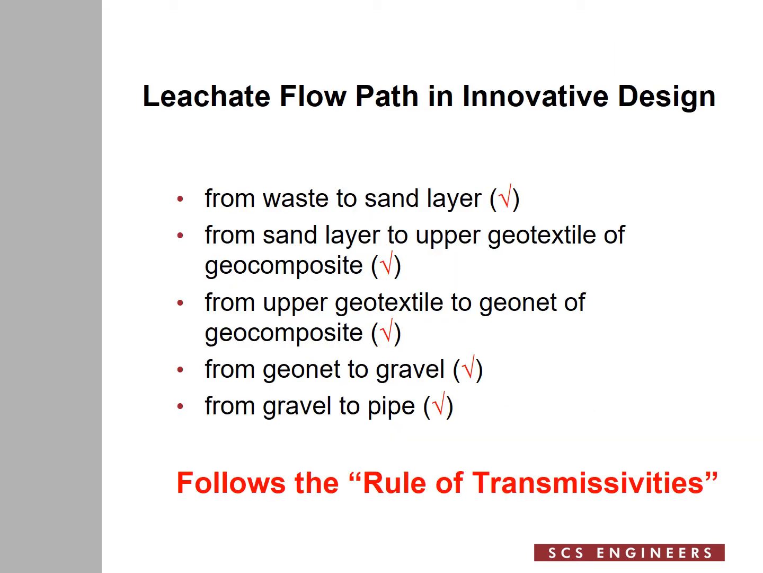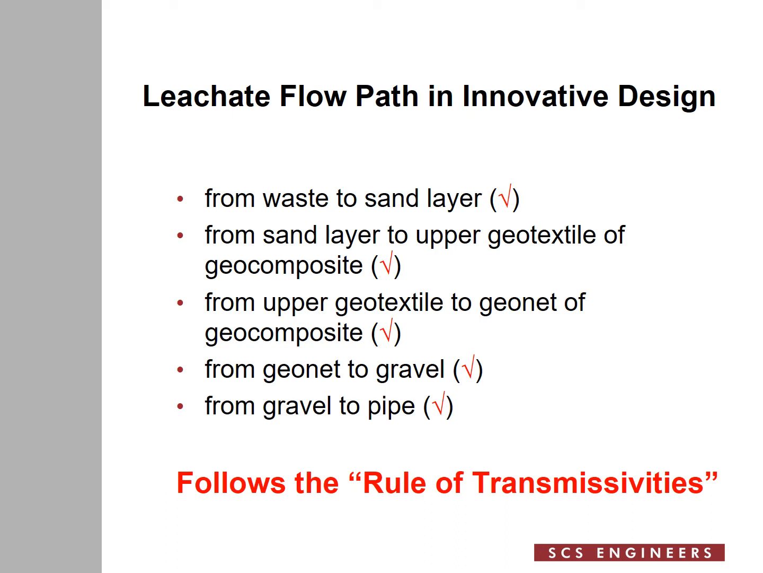Here is the flow path of leachate in an innovative design. Leachate flows from waste to the sand layer. Again, the transmissivity of the sand layer is normally higher than the waste, so a check mark, meets the rule of transmissivities. Then leachate flows from the sand layer to the upper geotextile component of the geocomposite. Geotextile has higher transmissivity than the sand layer. A check mark, meets the rule of transmissivities. Then from the upper geotextile, leachate flows to the geonet component of the geocomposite. Geonet has a higher transmissivity than geotextile. It's a check mark, it meets the rule of transmissivities.